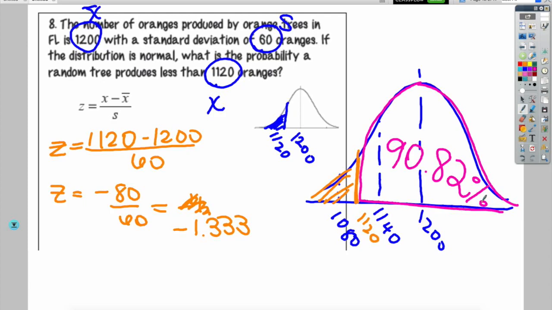But I'm not looking for the probability to the right. I'm looking for the probability to the left. And how much is underneath a curve? 100%. So to find the orange, which is the answer I'm looking for, I need to take 100% and subtract 90.82%. So when it asks what's the probability a random tree produces less than that many oranges, it's 9.18%.